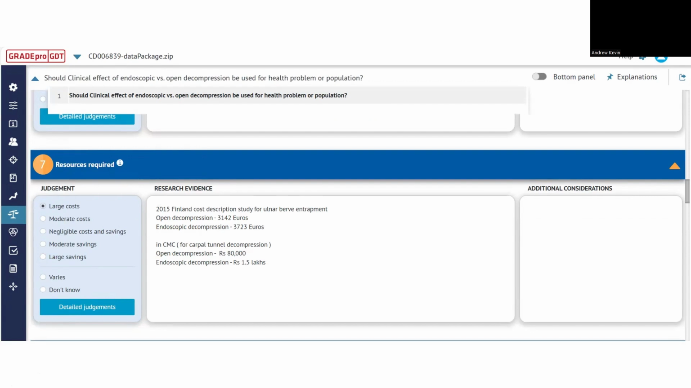Another question that they've looked at is, are there a very large number of resources required for this intervention? Remember, the intervention that we are looking at is endoscopic decompression versus open decompression. We don't have direct evidence from India, but there is a Finnish cost description study for ulnar nerve entrapment. There they have looked at the cost of both these interventions, and the cost of open decompression was around 3,142 euros. The cost of endoscopic decompression was 3,723 euros, which is around 600 euros more.